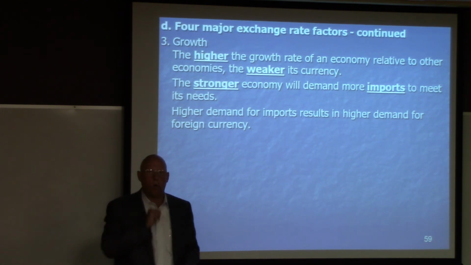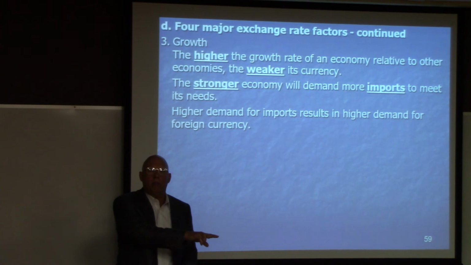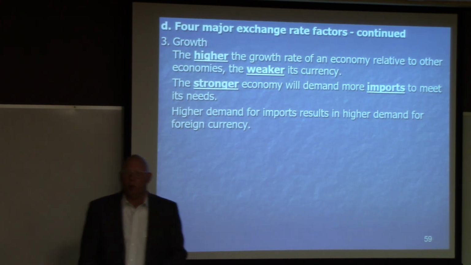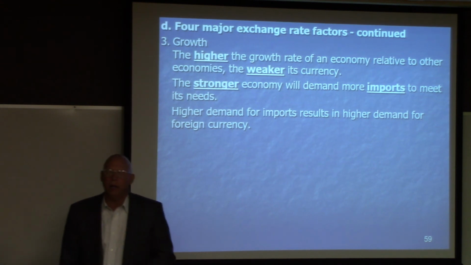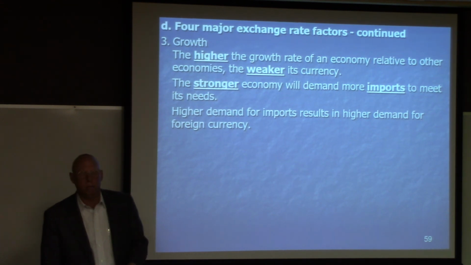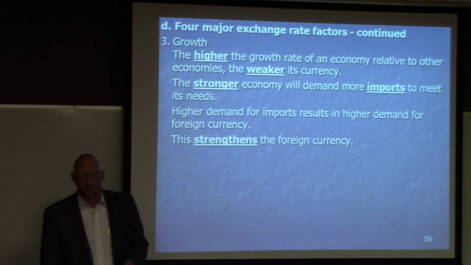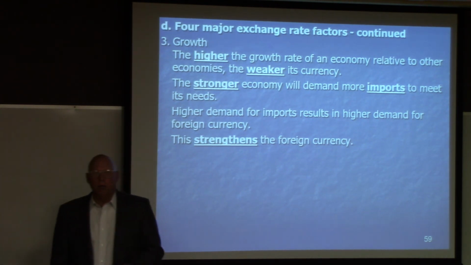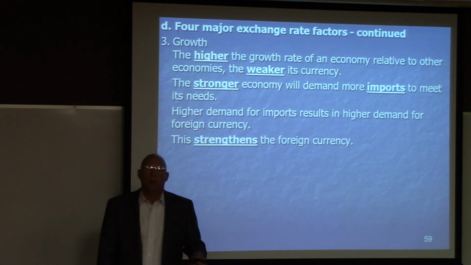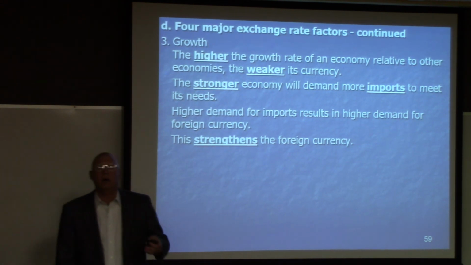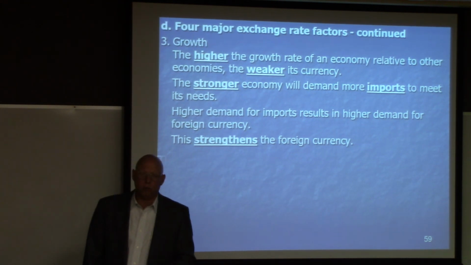If we want to import more from China, we have to buy more of their yuan and then convert that, and that causes the yuan to go up, except that the yuan is manipulated by the Chinese right now. Okay? Bad example, probably you should use the euro and the yen. All right, so higher demand for imported products causes a higher or strengthening of the currencies from those countries.